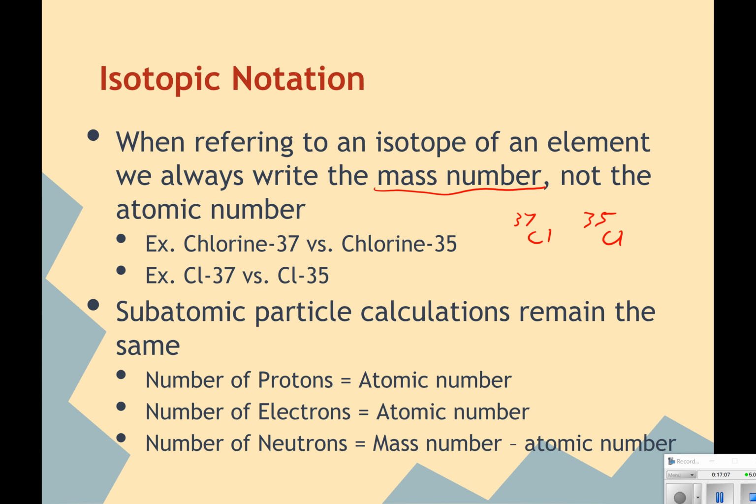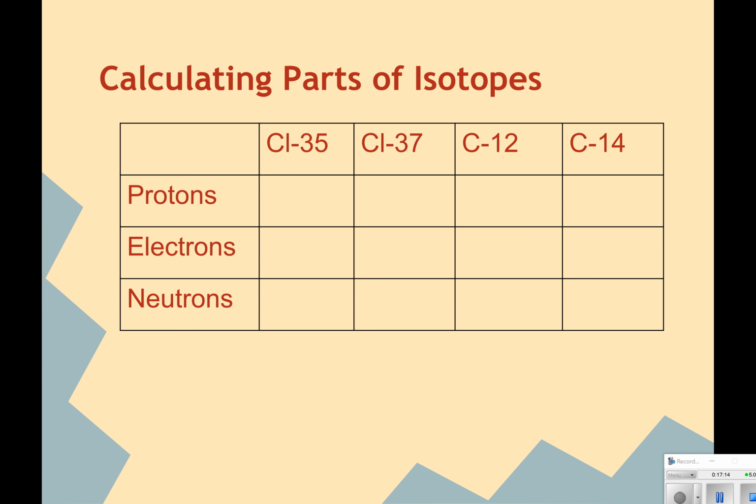All of our other subatomic particle calculations will remain the same. So calculating protons, electrons, and neutrons will remain the same as we have done prior. Now calculating the parts of these isotopes, chlorine 35 versus chlorine 37. Since the element is chlorine, we know that all chlorines are going to have 17 protons, because that's its atomic number, which means it has 17 electrons. And to find the number of neutrons, we're going to subtract our atomic number, 17, from our mass number, which is different for each of these two examples. So 35 minus 17 is going to get us 18 neutrons. And for chlorine 37, it's going to get us 20 neutrons. So the only difference between chlorine 35 and chlorine 37 are two additional neutrons, or 2 less neutrons, depending how you're talking about it.